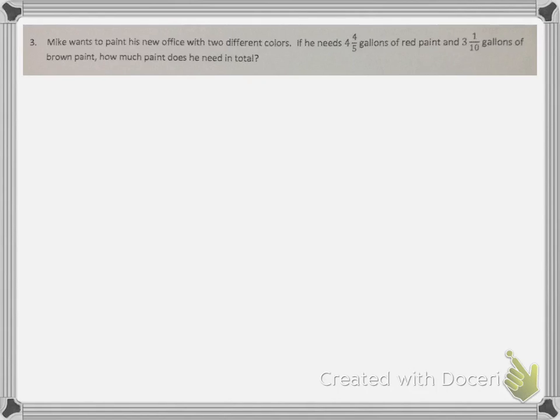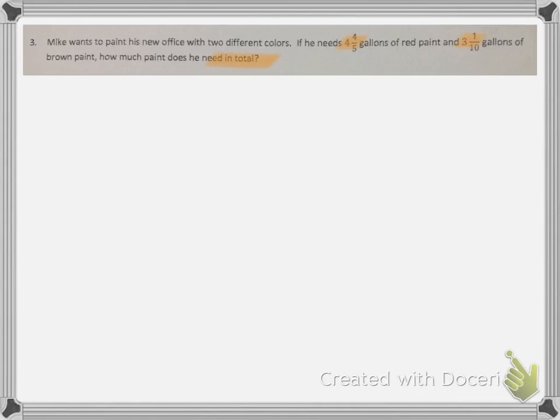And I'm back. Here's the answer. First of all, Mike wants to paint his new office with 2 different colors. He needs 4 4/5 gallons of red paint and 3 1/10 gallons of brown paint. How much paint does he need in total? Well, this in total is a giveaway. It means I'm going to add 4 4/5 and 3 1/10, except I want to use decimals.